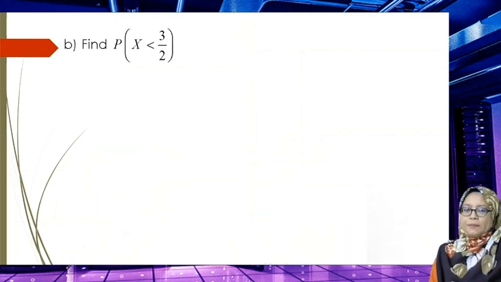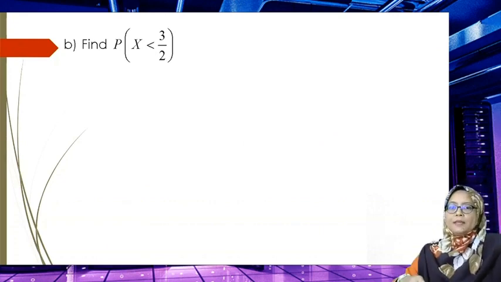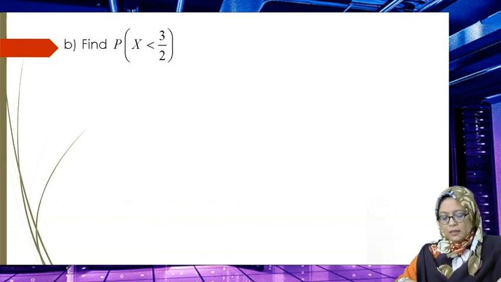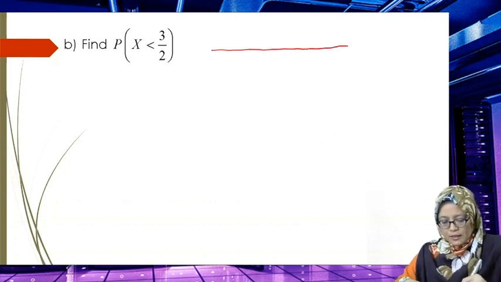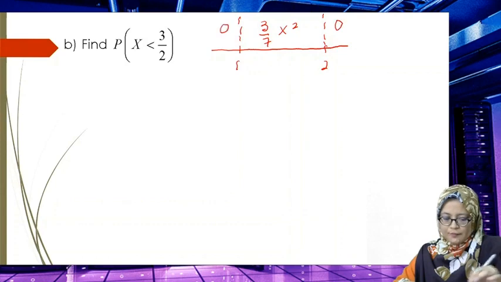Okay, so then daripada situ kita nak cari dia punya nilai probability x less than 3 over 2. Okay, so ini kita boleh buat dia punya border. So dia punya interval daripada 1 to 2. Okay, so 1 to 2 function yang tadilah 3 over 7 x squared. So other than this interval, 0.